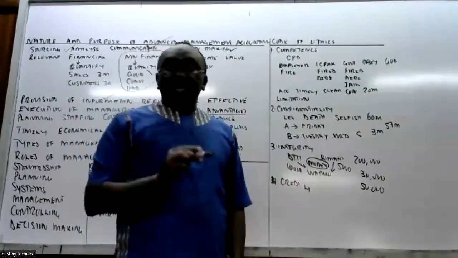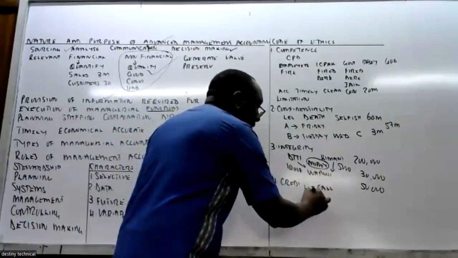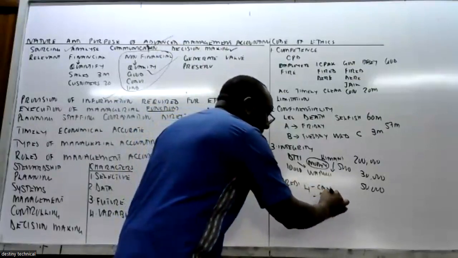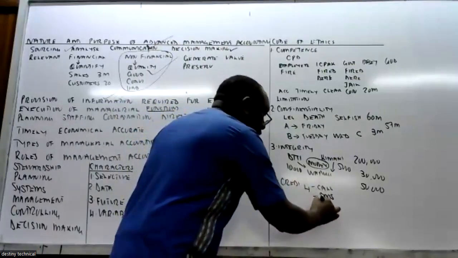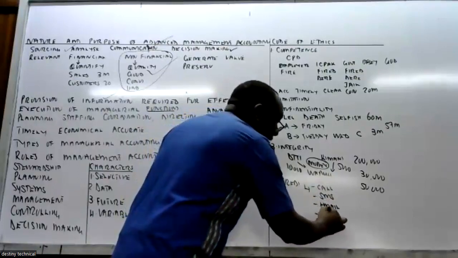It should not be person A, you make a direct call to them. Person B, you send an SMS. Person C, you send an email. Person D, you personally take yourself to them.